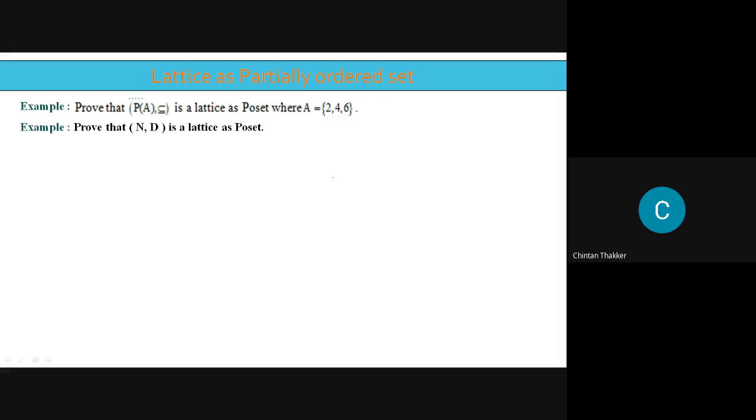And for x divides y, y divides z, that means y equal to m into x, z equal to n into y. Now replace the y by m into x, so you get z equal to n into m into x. So x divides z, so it is transitive. So N comma D is a poset. Now how can we prove that the GLB and LUB also belong to N?